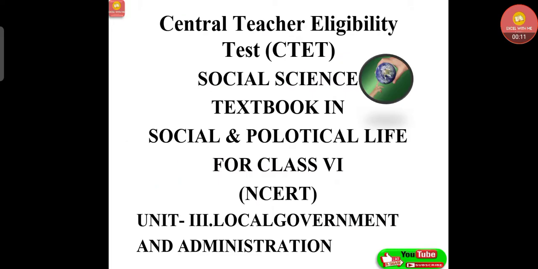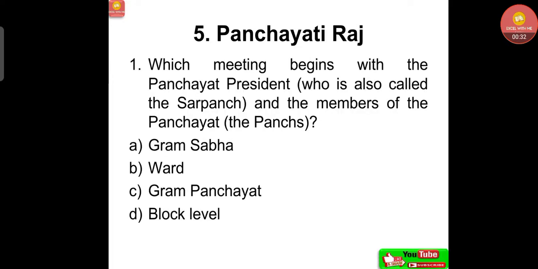Let's start today's class, that is Central Teacher Eligibility Test Paper 2 Social Science, Social and Political Life for Class 6 NCERT, Unit 3 Local Government and Administration. We have covered already Unit 1 and Unit 2, that is Diversity and Government. Now we are going to start with the fifth chapter of Unit 3, Panchayati Raj.